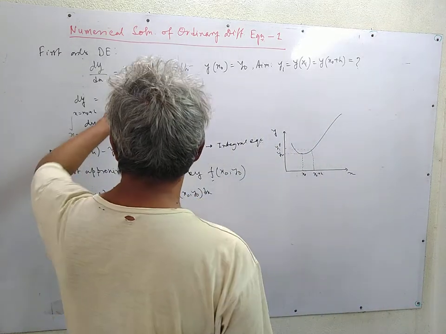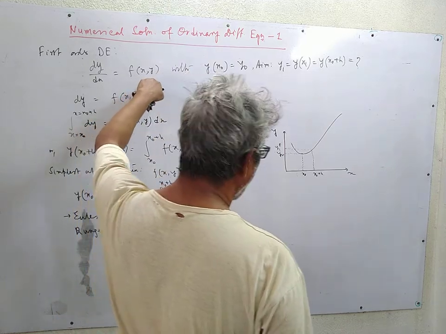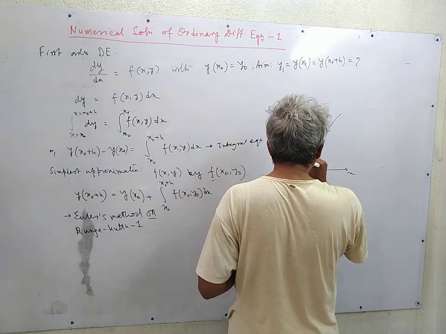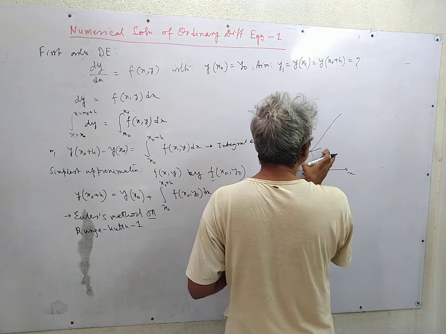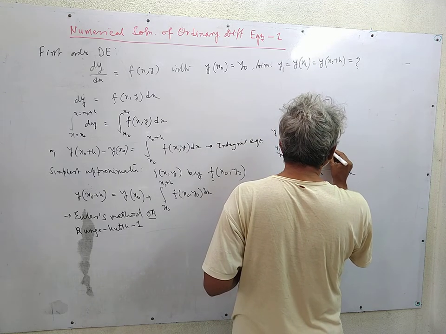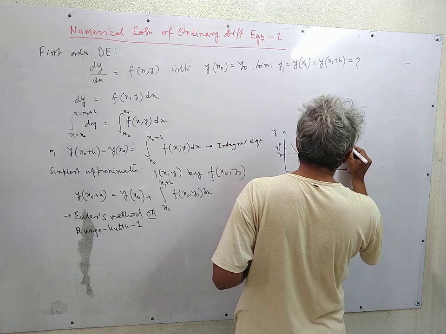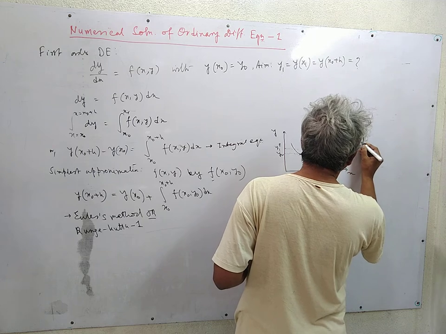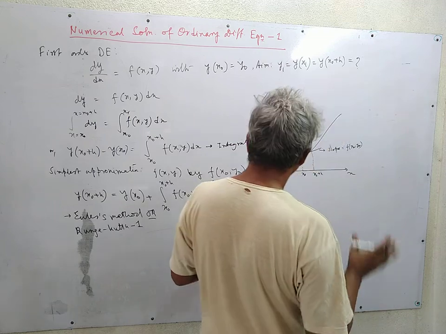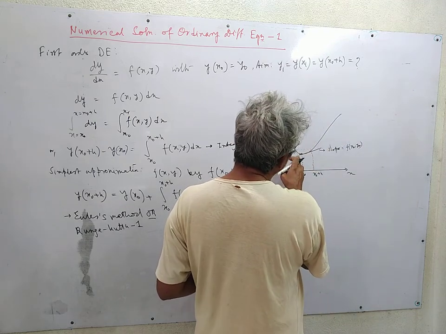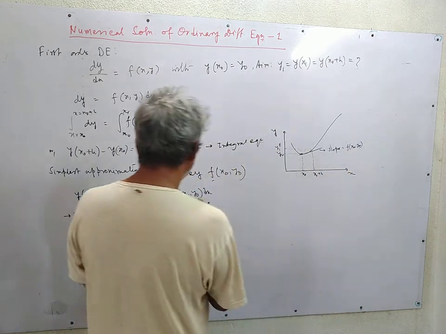dy dx is given by f of x, y. If we evaluate f at x0, y0, this gives you the initial slope. This curve has slope f of x0, y0. So we draw a tangent to the y curve, and the slope of the tangent as evaluated at x0, y0 is this, which is nothing but this.